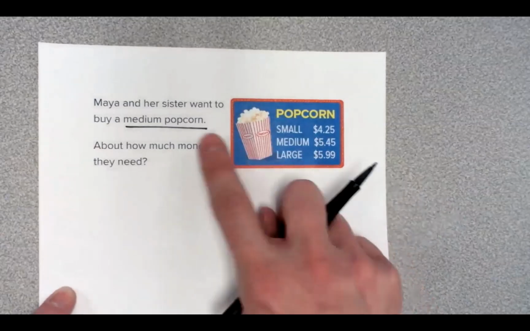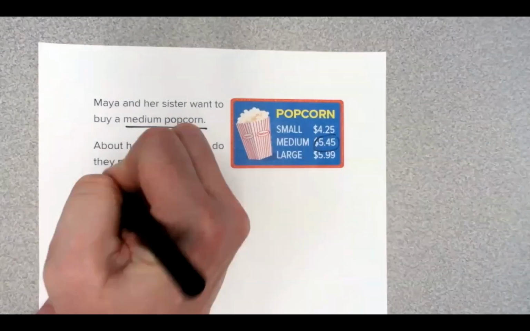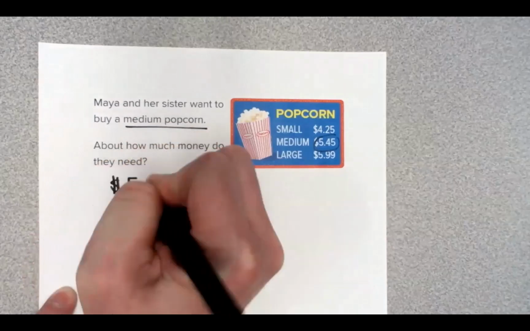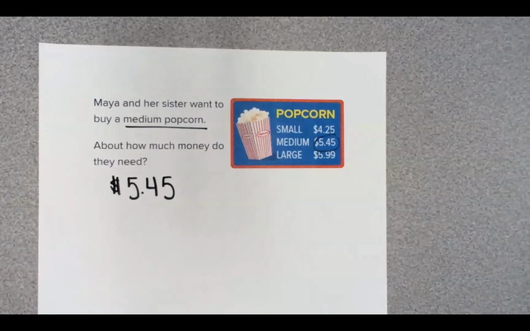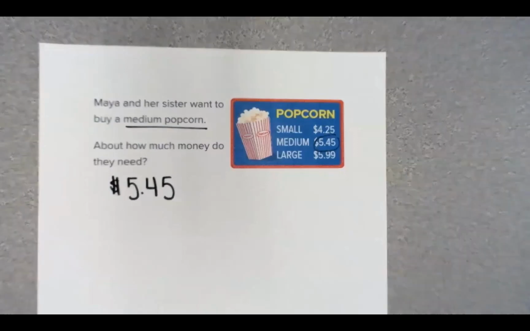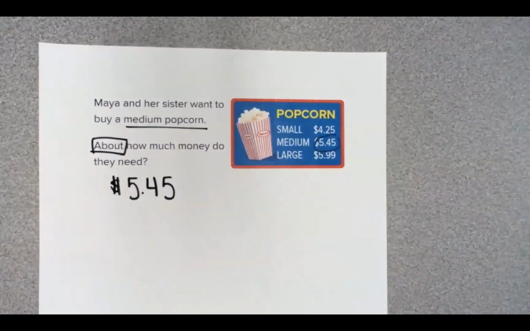I am specifically focusing on medium, so I need to find out the price for the medium popcorn, which it says is $5.45. So again, this problem wants me to determine about how much a medium popcorn would cost. So when I see that word about, it makes me think I'm looking for an estimate. So I'm going to be rounding to make that estimate to determine about how much money Maya and her sister would need to buy a medium popcorn.